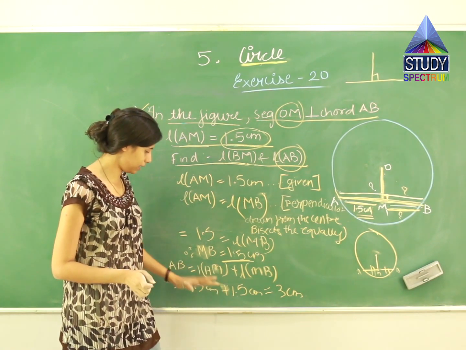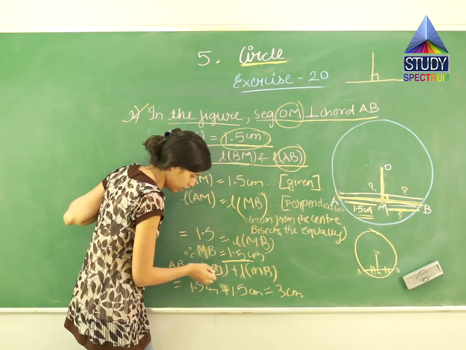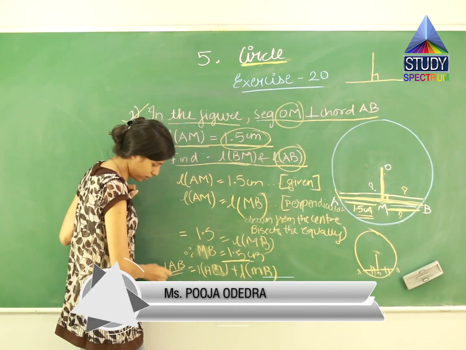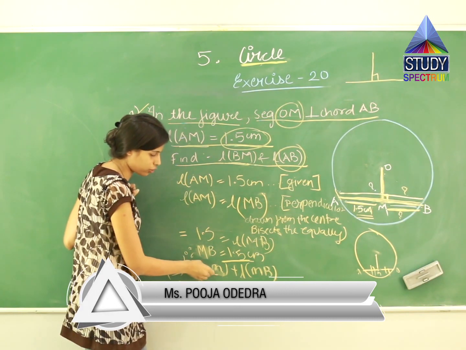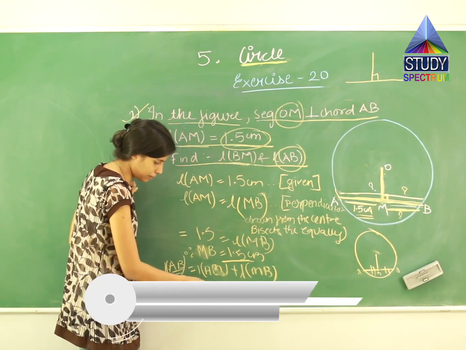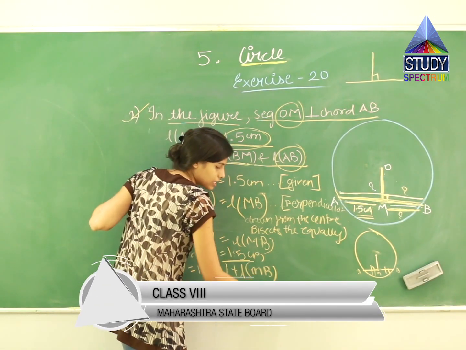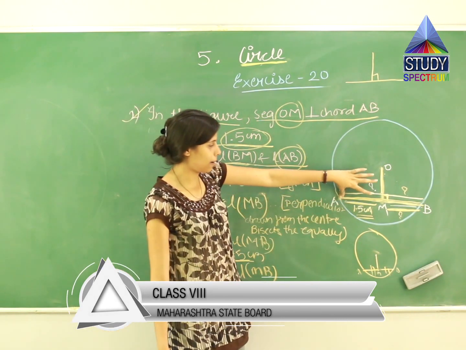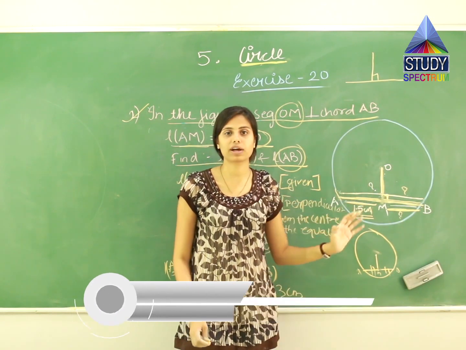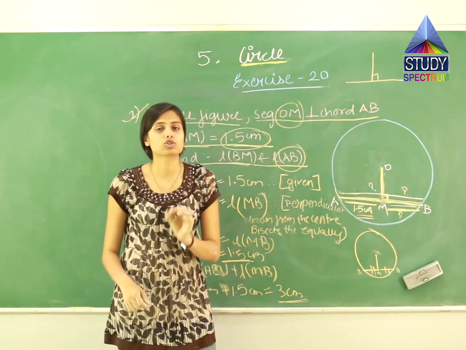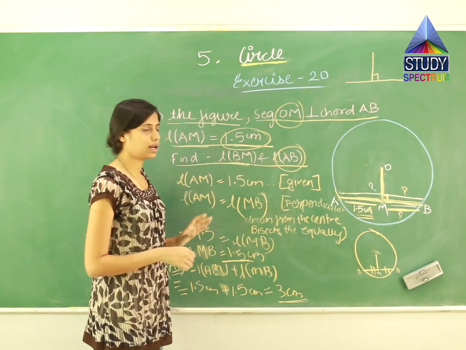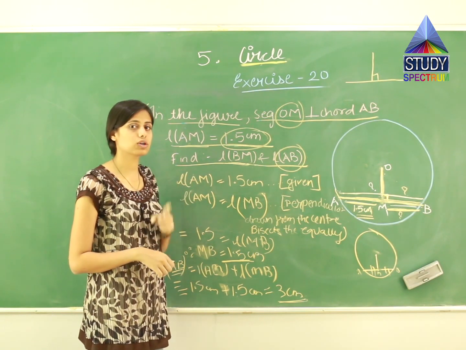So over here, length of AB is equal to length of AM plus length of MB, which is equal to 1.5 centimeter plus 1.5 centimeter, which is equal to 3 centimeter. See, AM plus MB is equal to AB. So 1.5 centimeter plus 1.5 centimeter comes to 3 centimeter. So AB is equal to 3 centimeter. So similarly, we will solve the next question. This question was based on the first property.